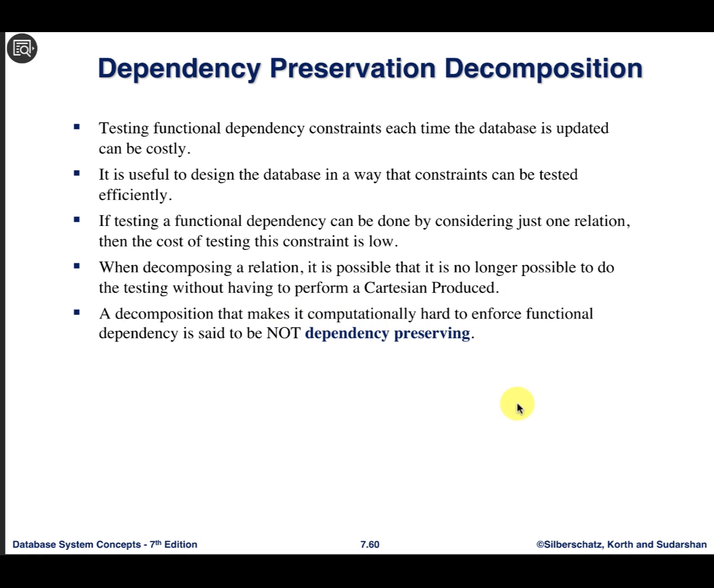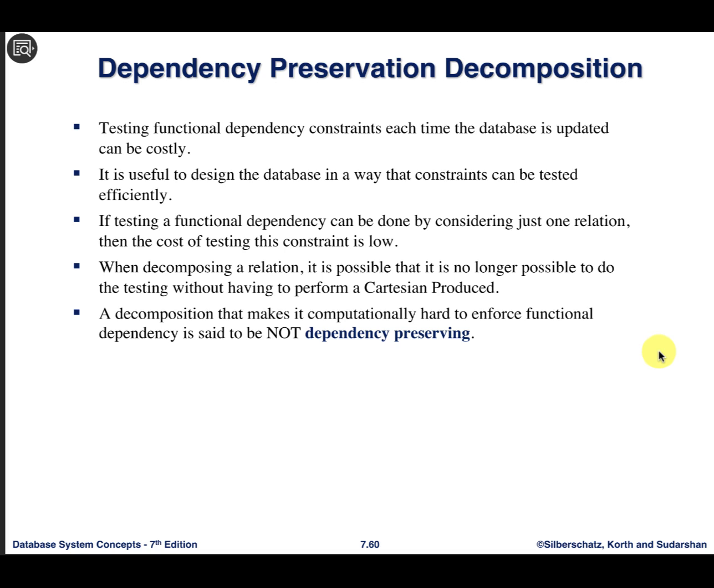Dependency preservation, we talk about it here. As I mentioned, we have a set of functional dependencies. If testing them requires an expensive operation, what is an expensive operation? Joining two or more relations just to test whether this functional dependency holds or not, which is not a good idea. If any given functional dependency requires me to perform this expensive join in order to test whether it holds or not, that is called not dependency preserving.